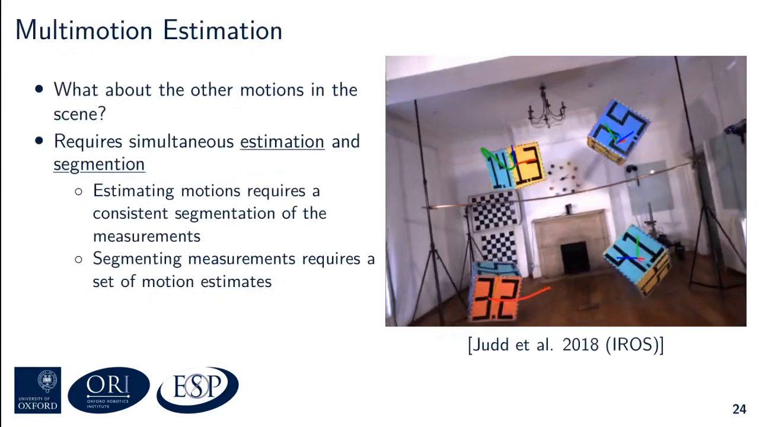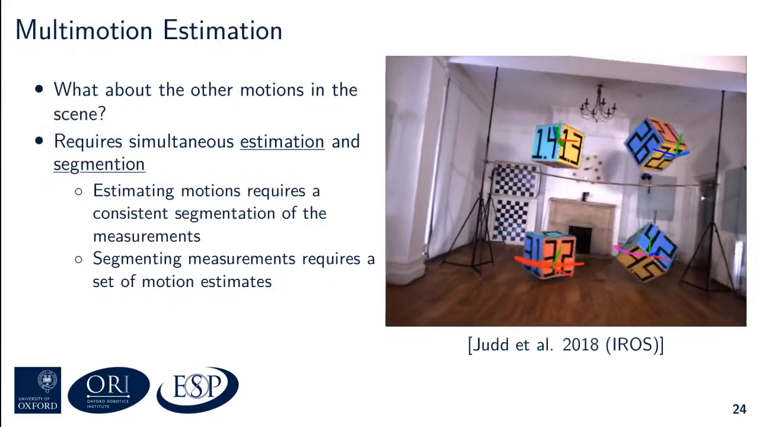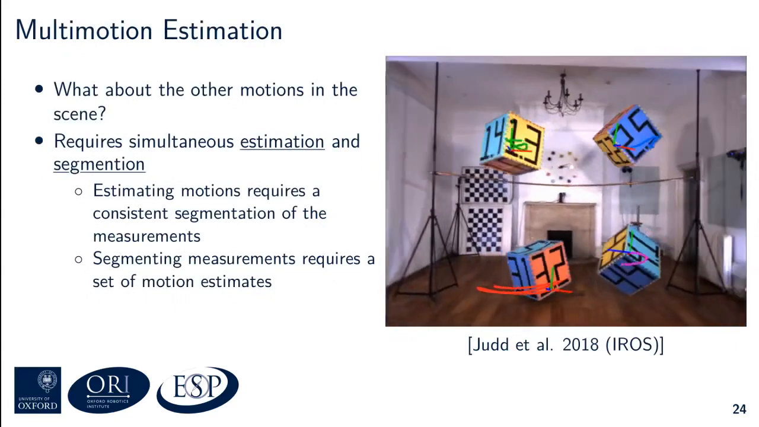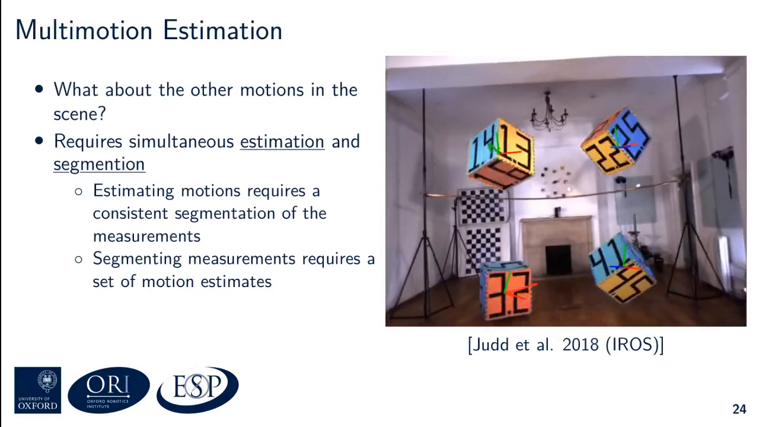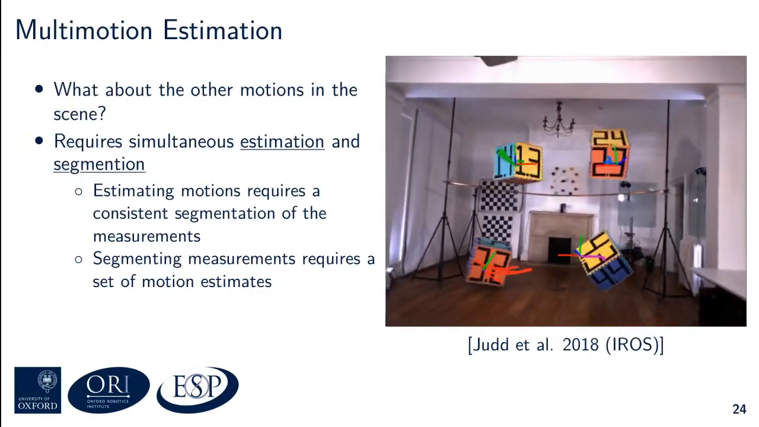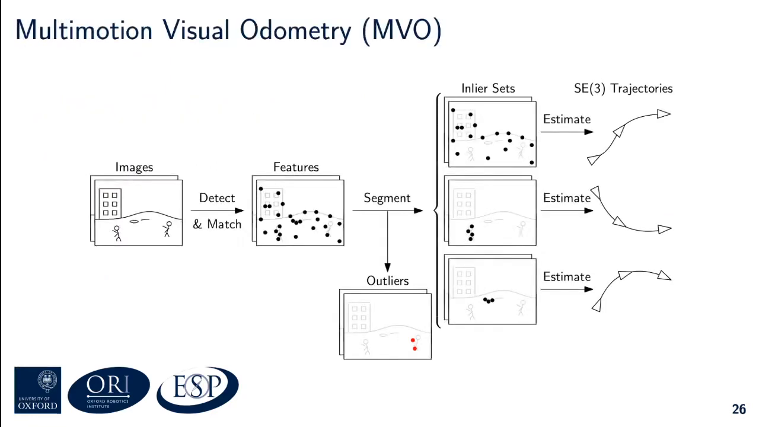Our work on multi-motion estimation explores those motions that other techniques reject in order to estimate the trajectories of all the motions in a scene. To do this, we must address the chicken and egg problem, where estimating each independent motion requires a segmentation of points with similar bulk motion, and segmenting points accordingly requires a set of motion estimates to do so. Our previous work, Multimotion Visual Odometry, or MVO, directly addresses this chicken and egg problem. At a high level, the multi-motion estimation pipeline looks something like this. It proceeds similarly to the traditional VO pipeline, but instead of isolating just the dominant motion and rejecting everything else, it simultaneously segments all the bulk motions in the scene and estimates them independently.